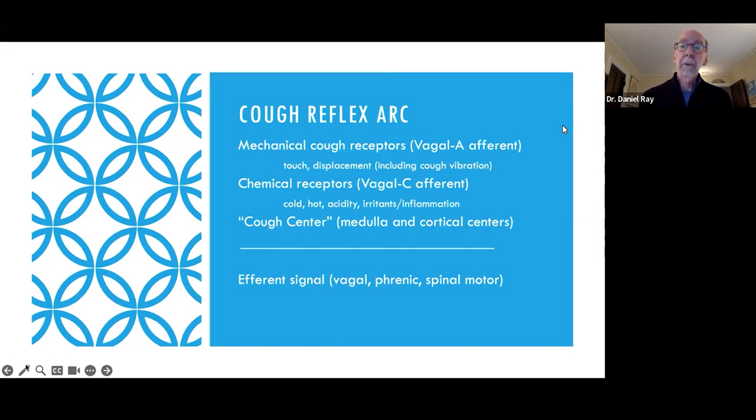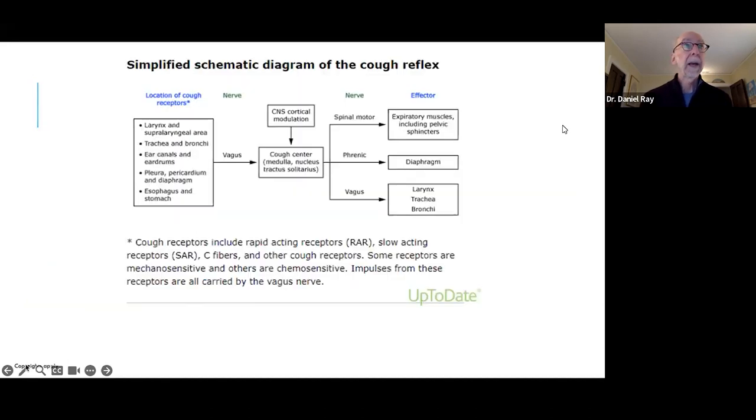You can also have vagal C fibers, which are more sensitive to things like cold and hot and acidity, irritation and inflammation from infection. These afferent impulses are carried up into the medulla, the cough center, and there's a lot of cortical input into that, as you are aware. You can sometimes hold off a cough for a long time, or you can force yourself to cough. The efferent limb of the cough has this complex inspiratory compression and then release to generate the cough. A kind of a schematic of this is shown on the slide.